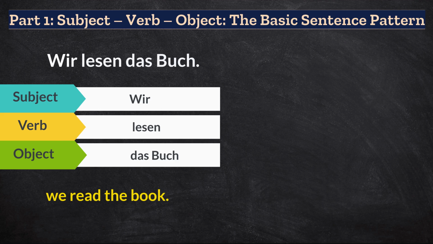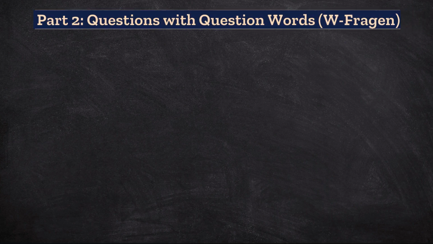Now let's move on to asking questions with question words. Now part 2. It is questions with question words like W-Fragen. In German, questions that start with words like who, what, or where are called W questions. There is a special sentence structure you must follow.